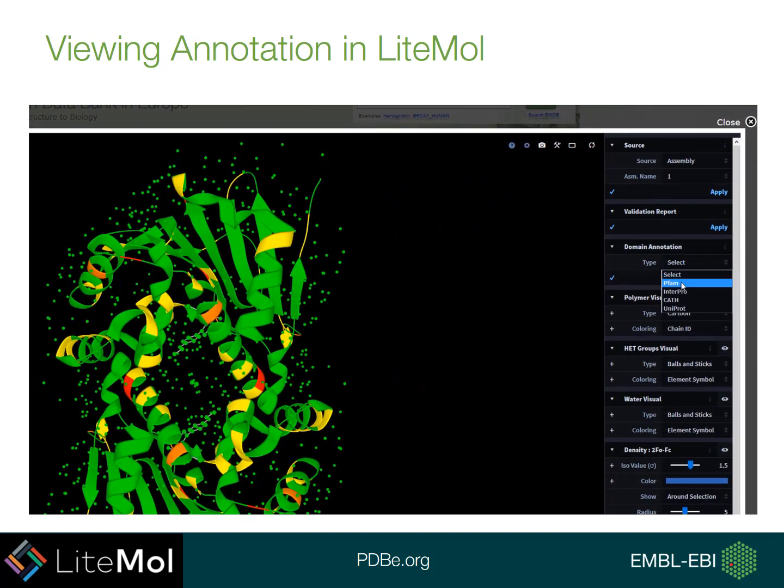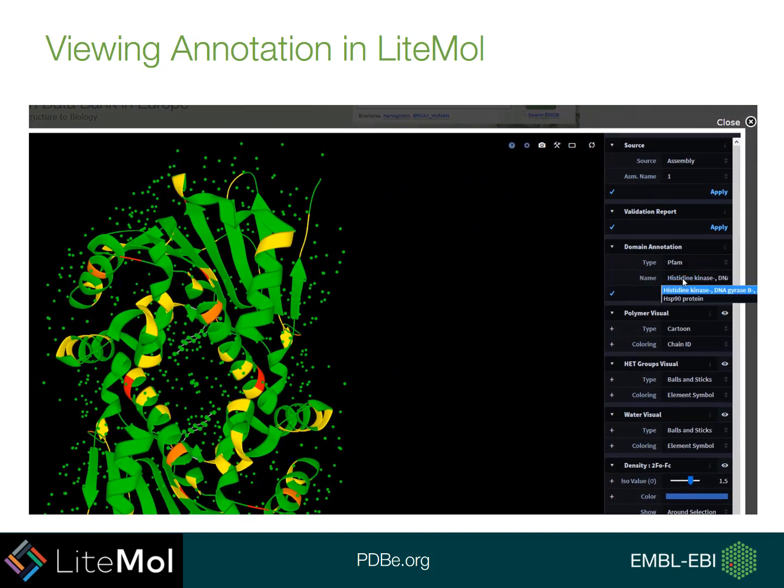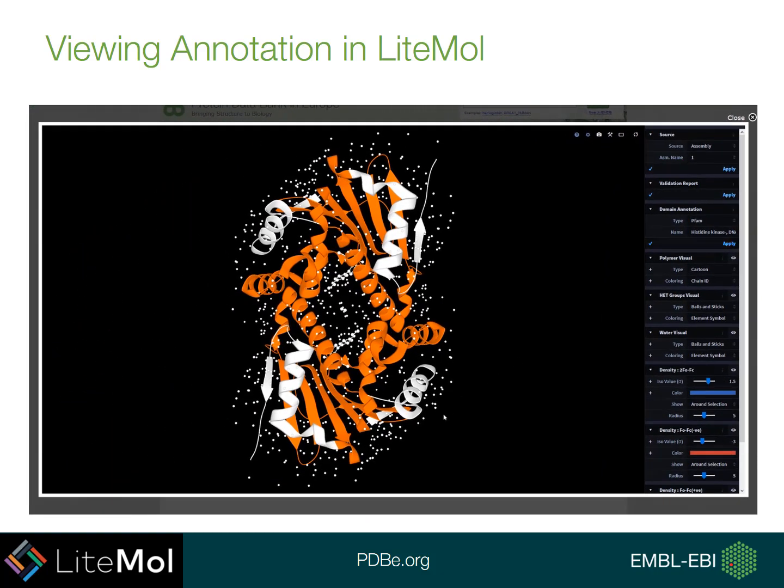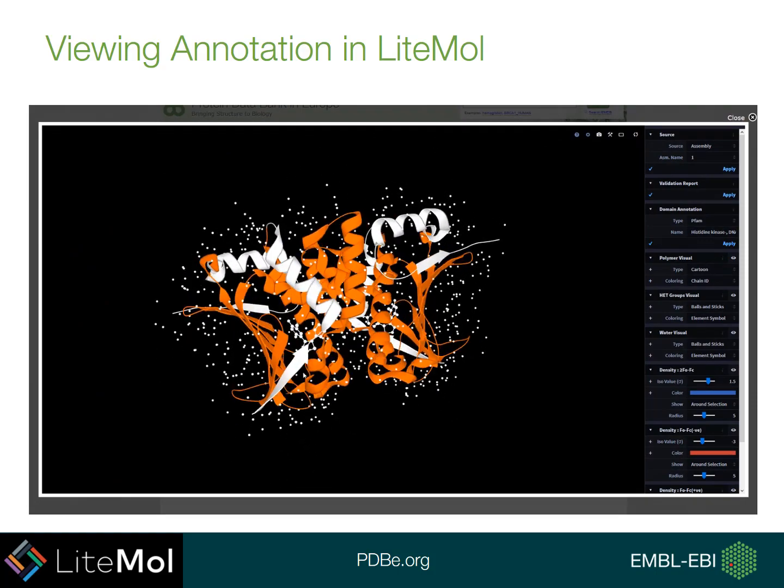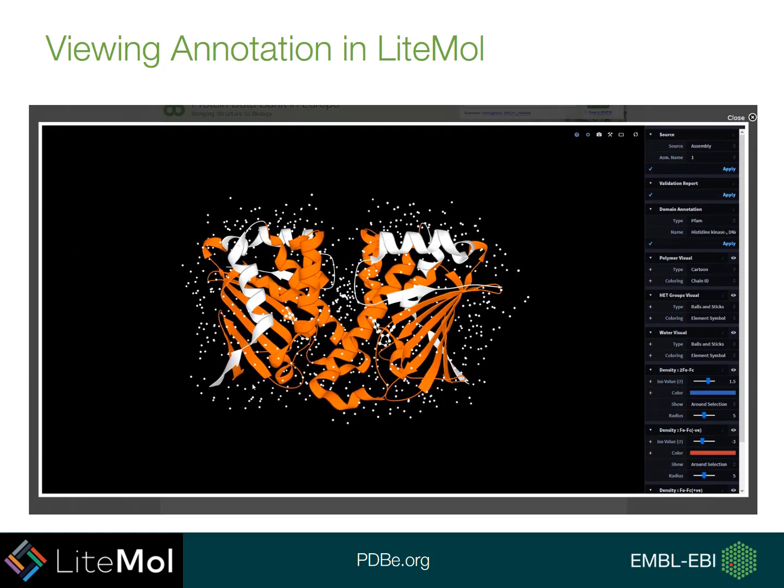You can also add domain annotation. For this example, I'm going to choose a Pfam domain. This is a histidine kinase domain. If you apply this to the structure, this will be highlighted on the structure and show you where this domain exists within the structure.